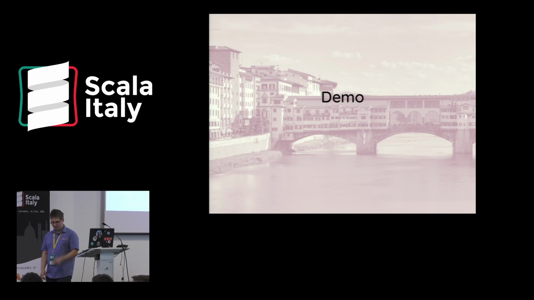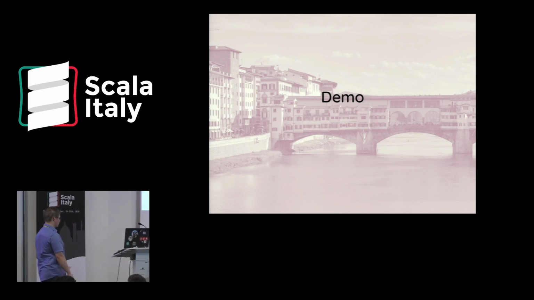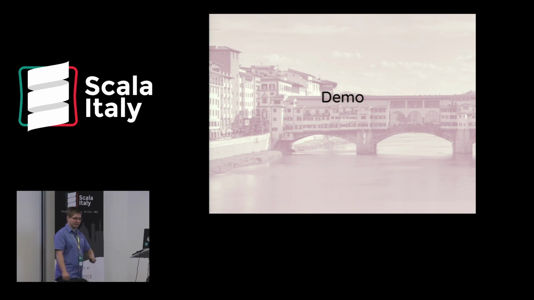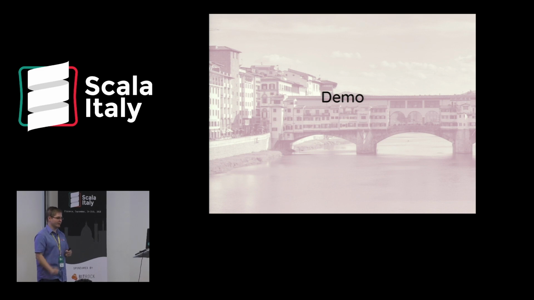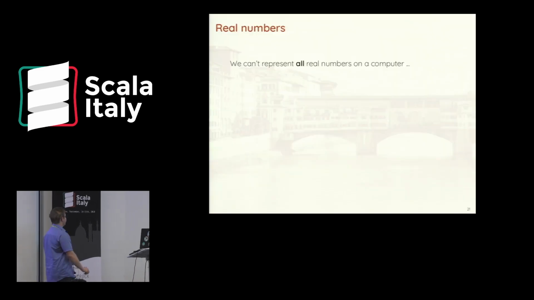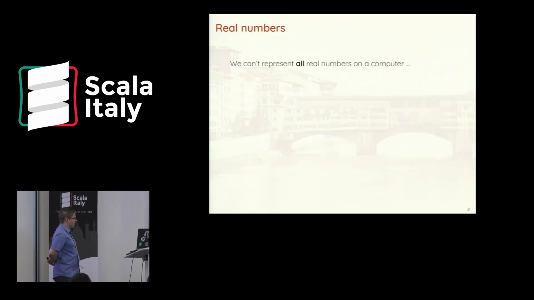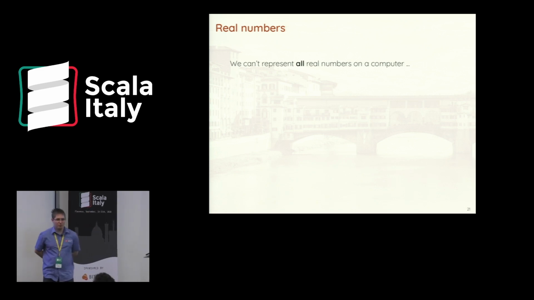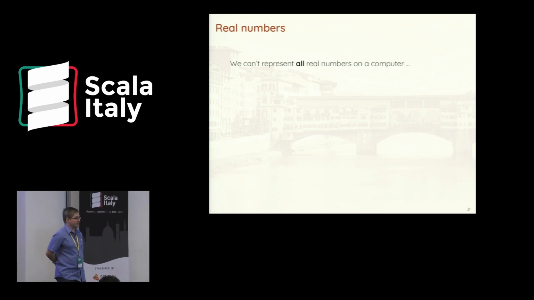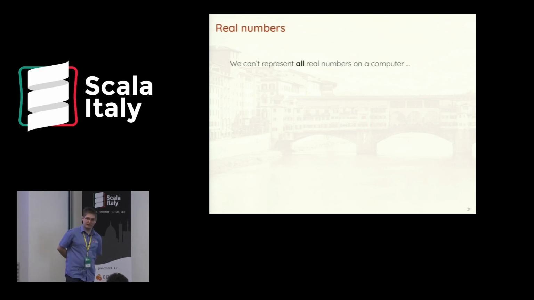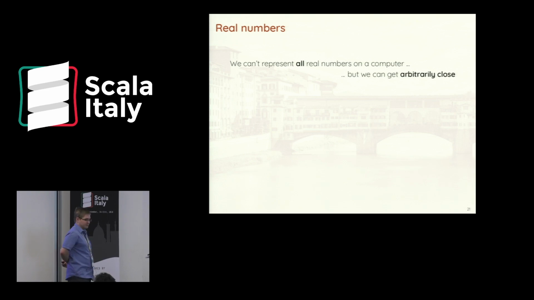Okay. So these are rational numbers, but I want to show some more number types that Spire supports. And especially I want to contradict myself a little bit, because I told you that computers really can't represent real numbers. And that's true to some extent, but we can cheat. We can pretend that we can deal with real numbers. How can we do that? Well, as I said, we can't represent all real numbers on a computer because there are uncountably infinitely many of them, and our computer only has a finite amount of RAM. But we can get arbitrarily close.